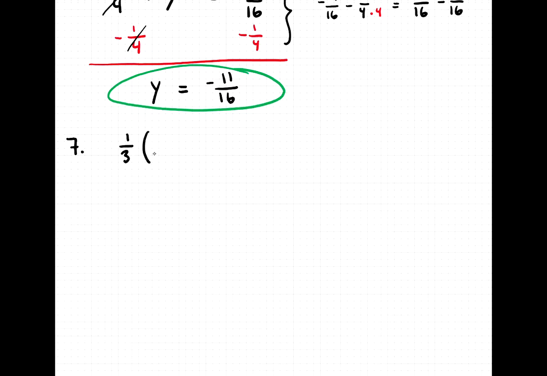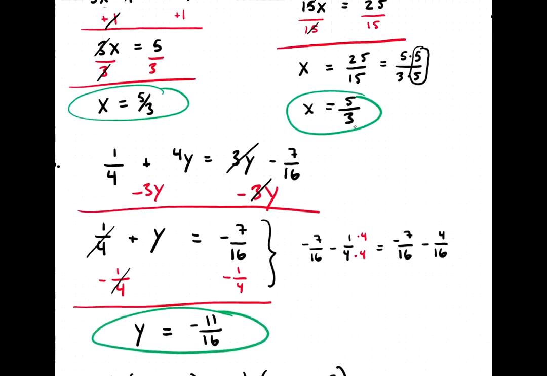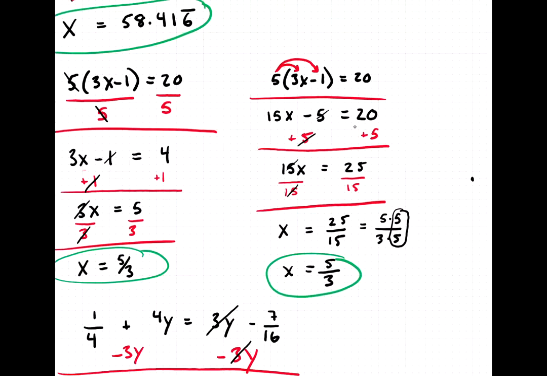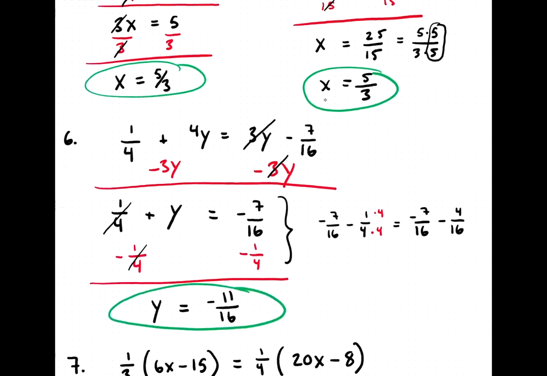So now we have 1/3 times 6x minus 15 on the left, and that is equal to 1/4 times 20x minus 8. Now, as we saw, let me scroll back up. As we saw with number 5, I showed this problem two ways. Dealing with the 5 on the outside first, or multiplying through the 5, distributing, and then canceling. And the same thing is true with number 7.